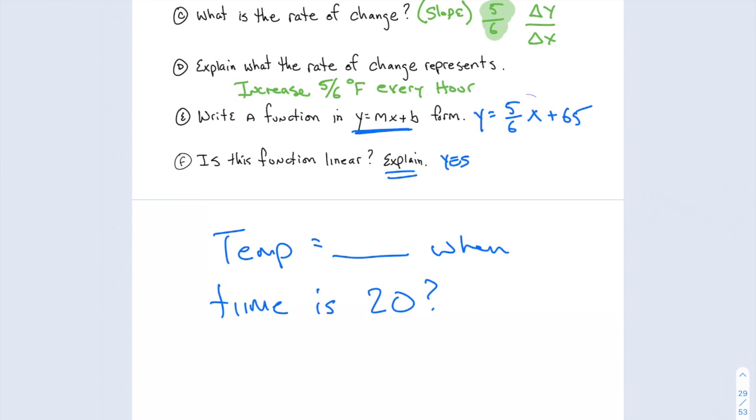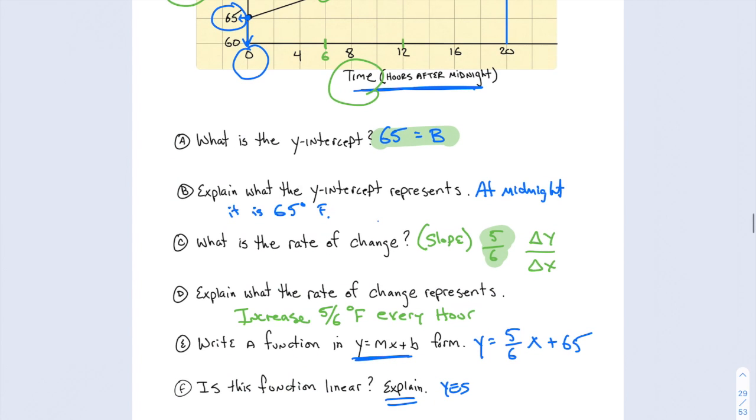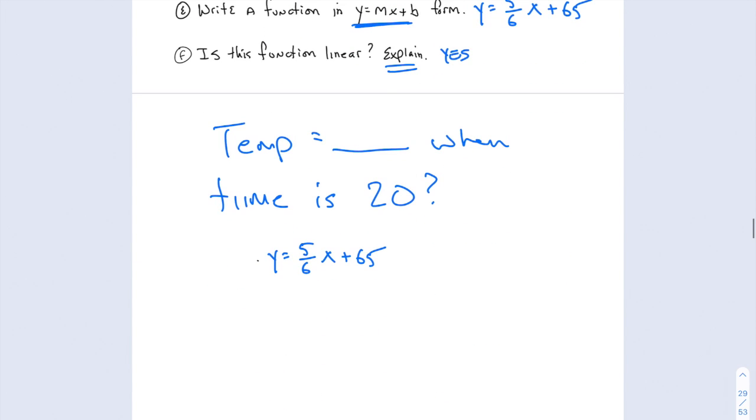Or take your equation, which we found right here, and we put 20, which goes along with x, right? 20 is the number of hours. That's our x. We put the 20 in the x spot. So I'm going to erase the x and put the 20 in there. So now that we put 20 in the x spot, now we're going to multiply. I'm going to take 5/6 times 20. I'm going to take my 5 times 20 and get 100 divided by 6 plus 65.